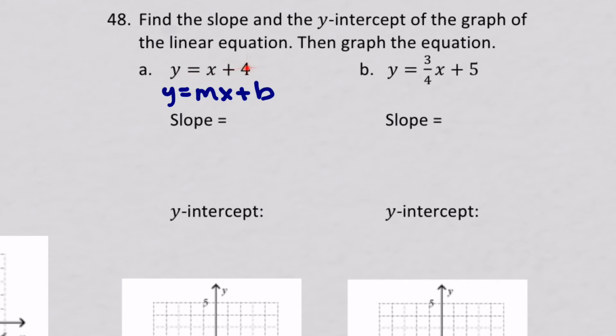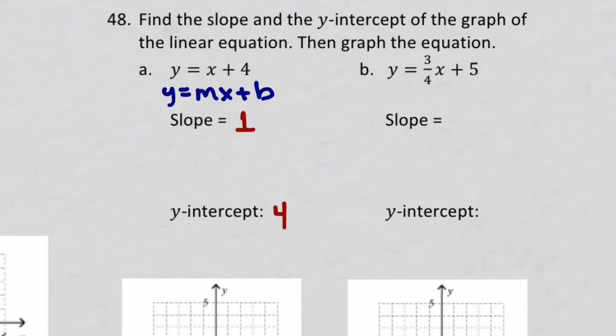So in this case, here's x. It's in slope-intercept form, right? First compare it: y equals mx plus b. Here's x, so the number next to x, the coefficient, is the slope. When you don't see a coefficient, it is assumed that the coefficient is 1. So in this case, the slope is 1. The y-intercept is the number at the end, the plus b. So in this case, it's plus 4, so the y-intercept is 4.